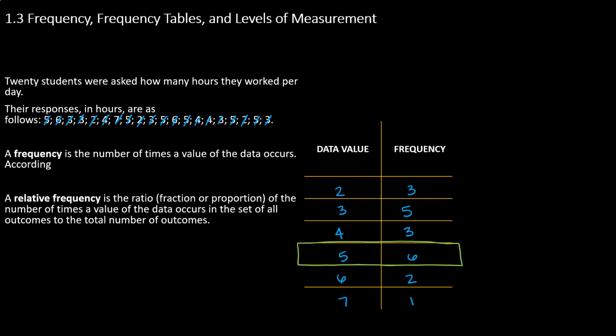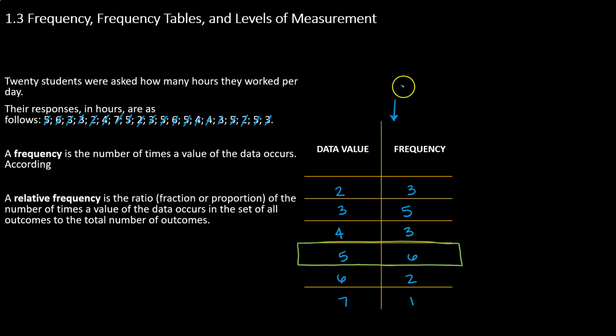We might also be interested in relative frequencies. That's going to give us a ratio of frequencies to the total number of outcomes. Now we know that there were 20 students surveyed, so we should have 20 different data values in our frequency table. Let's check to make sure that we have all of them there.